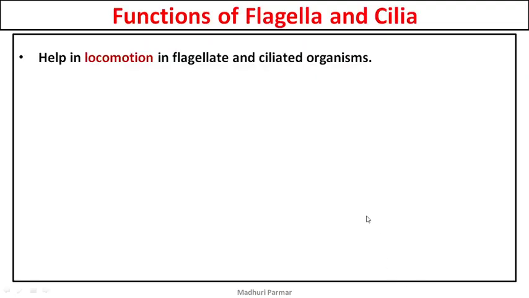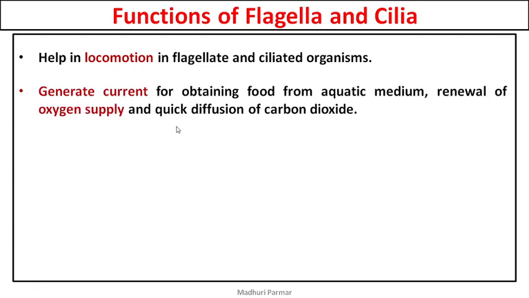Now the functions of cilia and flagella. They help in locomotion in flagellated and ciliated organisms. They generate current for obtaining food from the aquatic medium. When they keep on beating, the water around them moves, and when the water moves, the food can come closer to them. So in an aquatic medium, to obtain food, they can generate current.